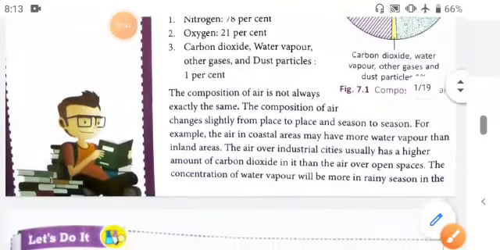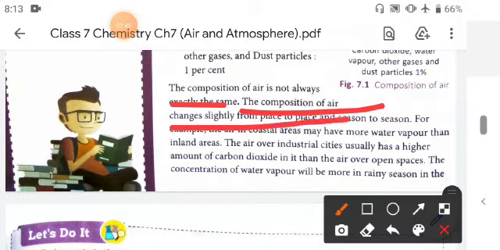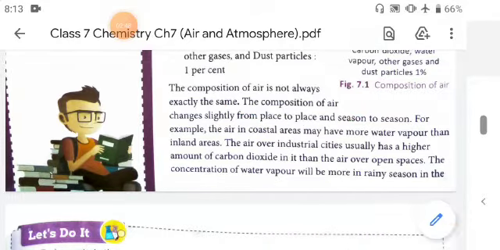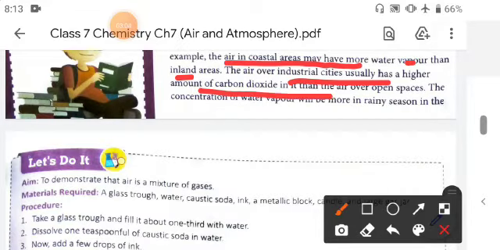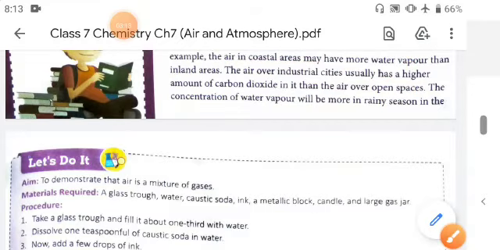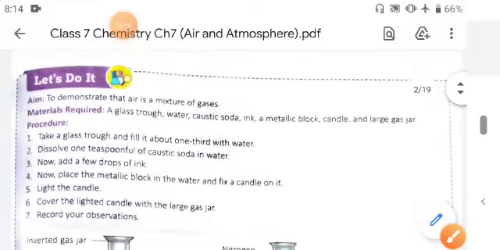Now the composition of air is not always exactly the same, but changes slightly from place to place and season to season. For example, the air in coastal areas may have more water vapor than inland areas, and the air over industrial cities usually has a higher amount of carbon dioxide than the air over open space, and the concentration of water vapor will be more in the rainy season in comparison to other seasons.